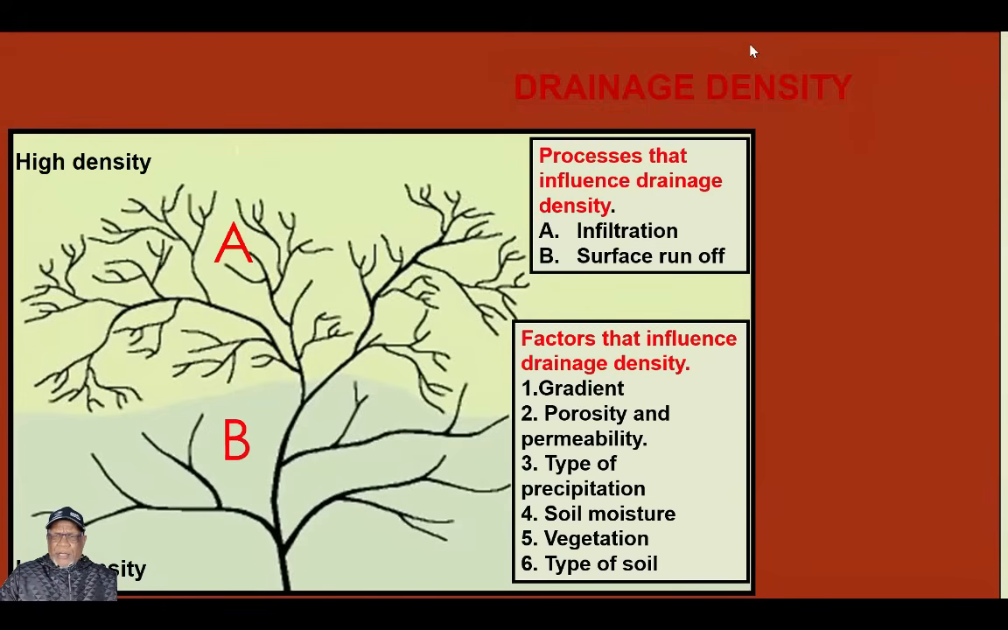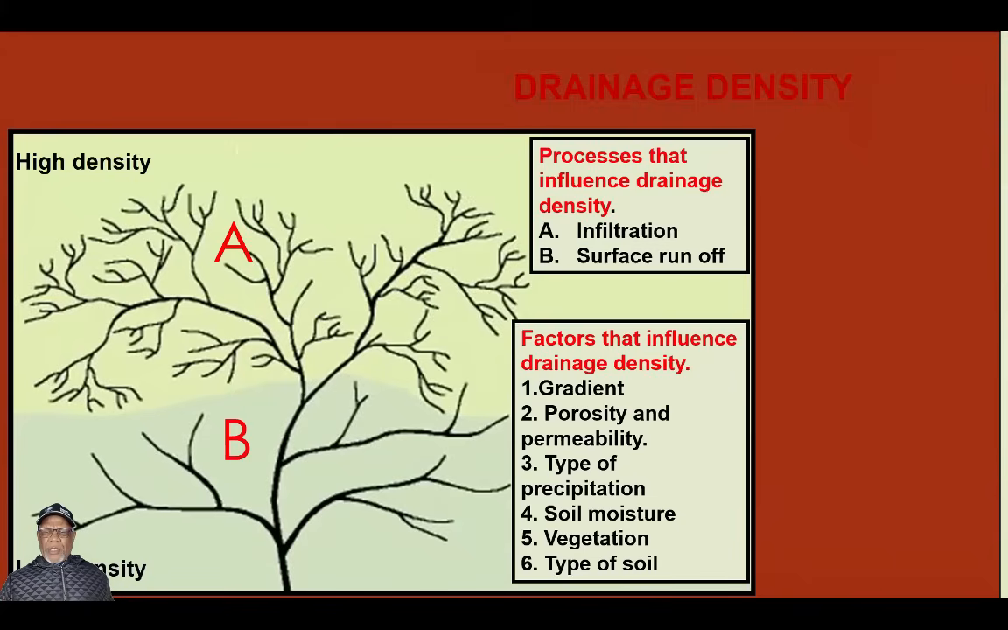Now, drainage density is influenced by two processes, infiltration and surface runoff. There are also factors that influence drainage density, which are gradient, porosity and permeability, type of precipitation, soil moisture, vegetation, and type of soil. Now, this is the game that I want us to play when it comes to drainage density. We said drainage density is influenced by infiltration and surface runoff.